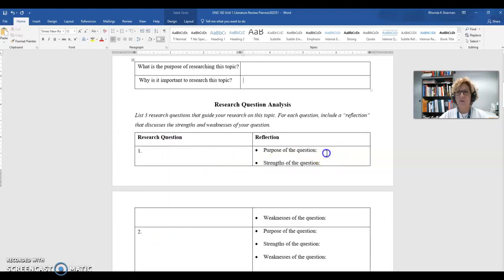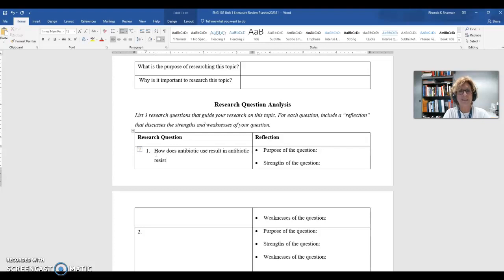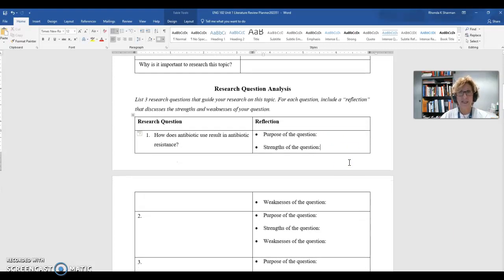For each of them, you're also going to reflect on that question. So if you ask, how does antibiotic use result in antibiotic resistance? What would be the purpose of that? Well, this would be to understand how important this issue is and what the mechanisms are, the cause effect, if you will. And then comment a little bit on how strong you think this question is in terms of understanding the issue and any weaknesses of this question.